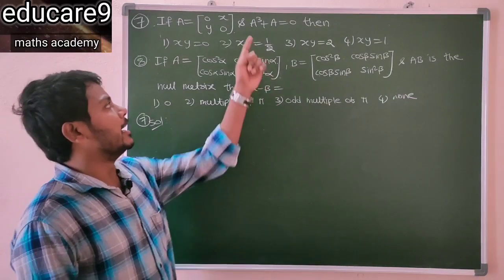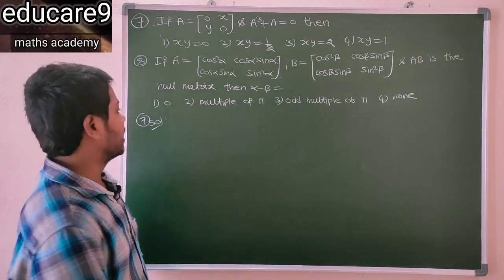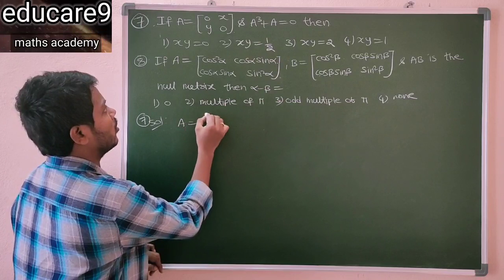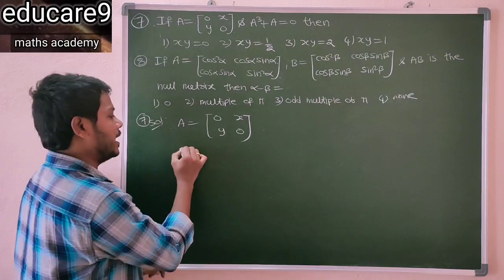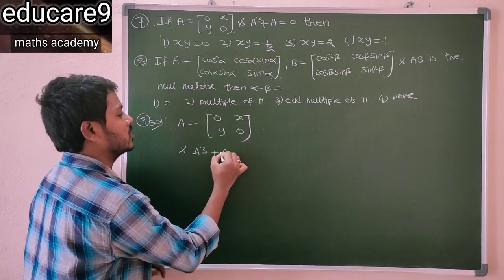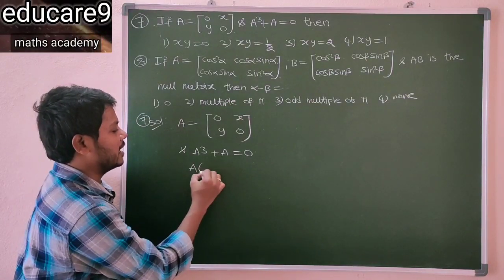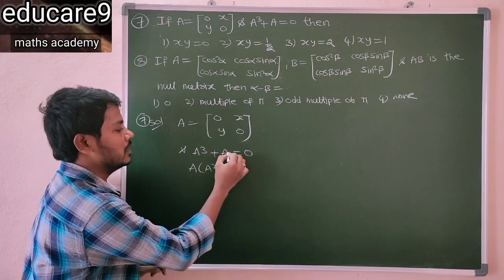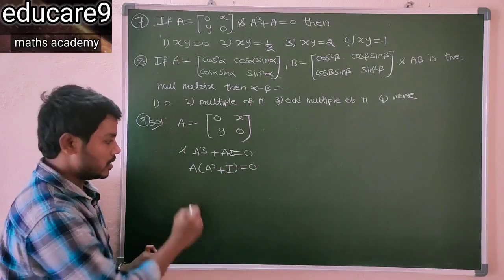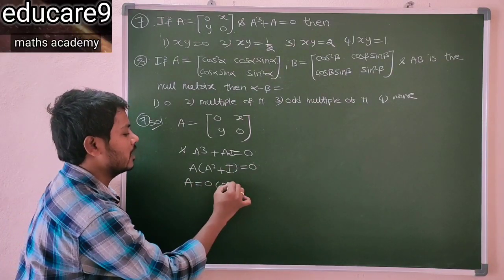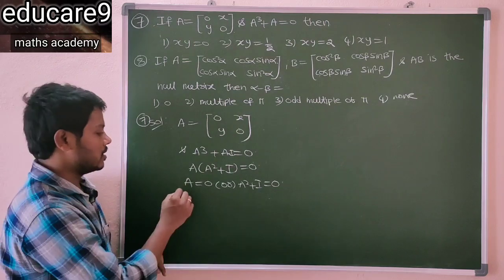Matrix A is given and A^3 plus A is equal to 0. Then which option is correct? See here, A is equal to [0 x; y 0] and A^3 plus A is equal to 0. See here, this can be written as A times (A^2 plus I) is equal to 0. So here either A is equal to 0 or A^2 plus I is equal to 0. So what is matrix A?